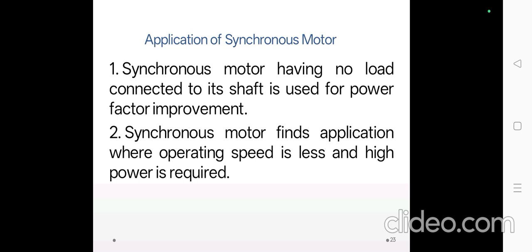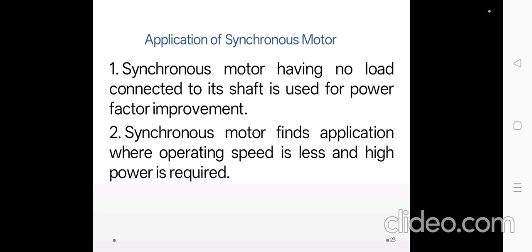Next one is faulty starting, which can occur if the rotor is not driven up to near synchronous speed by an external device, or if the DC supply to the rotor is not given.